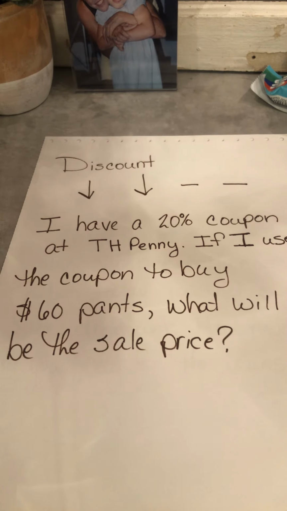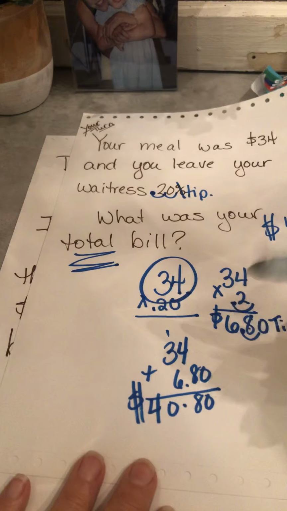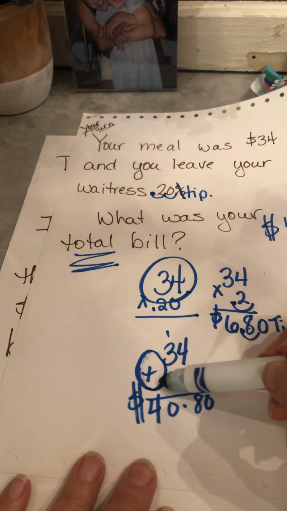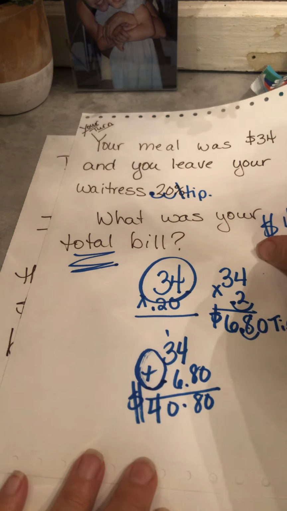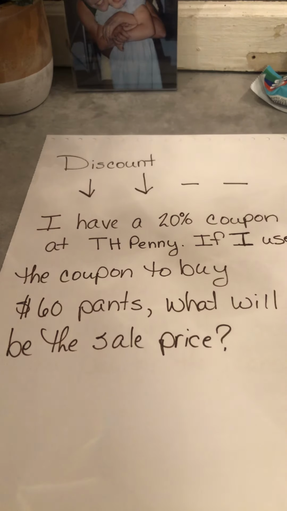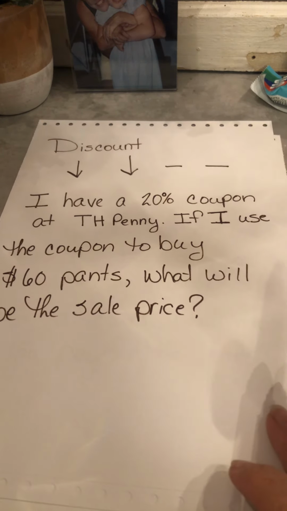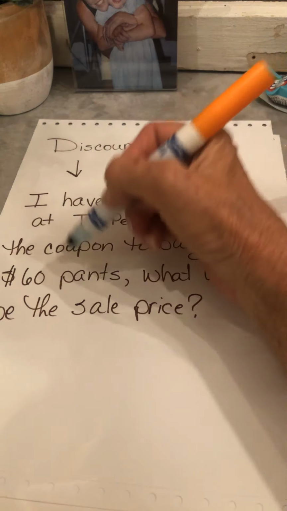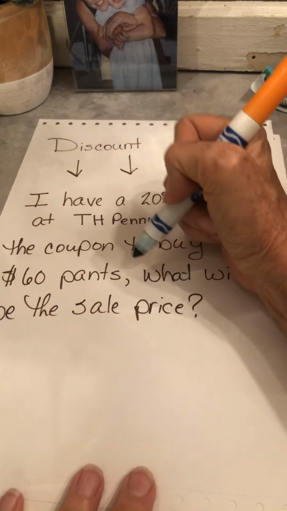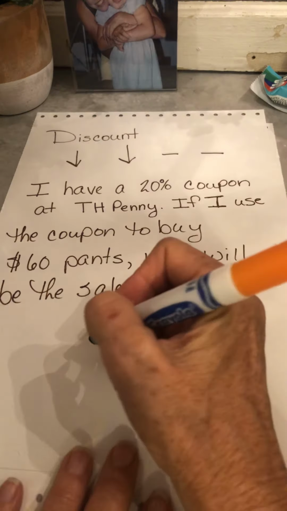Like, let's go back to this last question right here. What did we do to figure out my total bill? I added. Now we're doing discount. Our price should get smaller. I have a 20% coupon at TH Pennies. If I use this coupon to buy a pair of $60 pants, what will the sale price be?